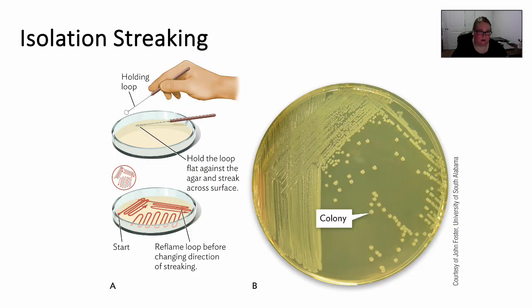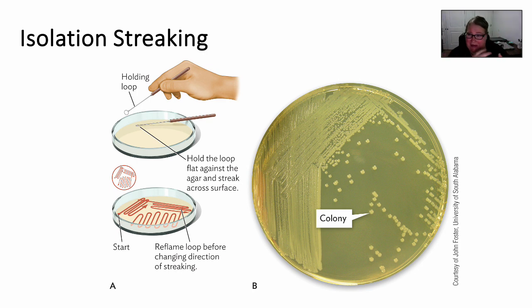Okay, so let's talk about how we do isolation streaking. So what we're going to do is we are going to have our sample in the liquid media in our broth sample. Okay, we are going to turn the Bunsen burner on. We're going to have our petri dish with no growth on it, and we're going to get our inoculating loop.